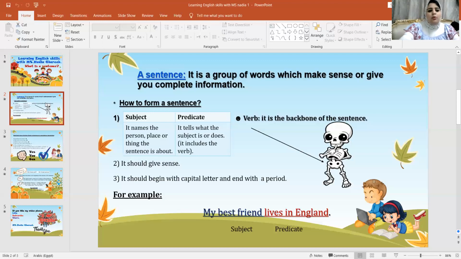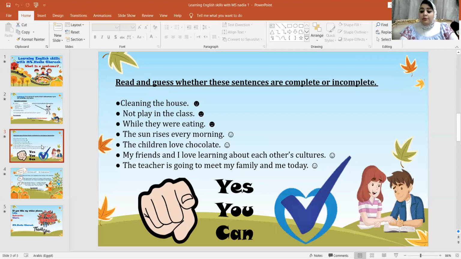Okay? Here we have some sentences. We are going to discuss them together to know if they are complete or incomplete. Incomplete means that they are not following all the rules, and in such a way it will be an incomplete sentence because I will not get the message you want me to know.